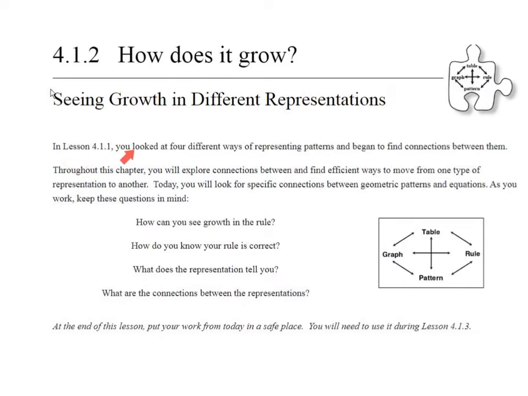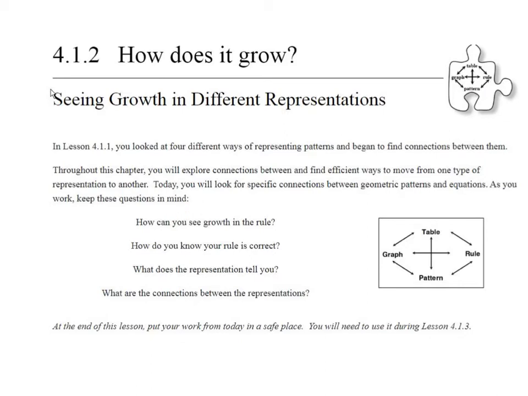So in lesson 4.1.1, you looked at 4 different ways, and we actually just condensed it down to one, of representing patterns and began to find connections between them. Throughout this chapter, you will explore connections between and find efficient ways to move from one type of representation to another. Today, you will look for specific connections between geometric patterns and equations. As you work, keep these questions in mind.